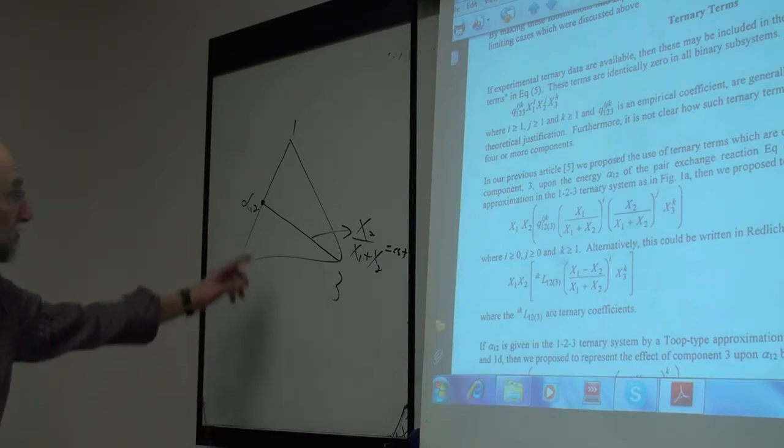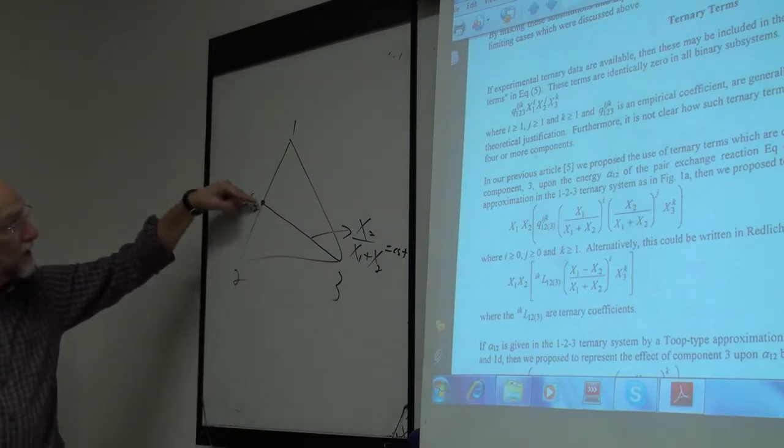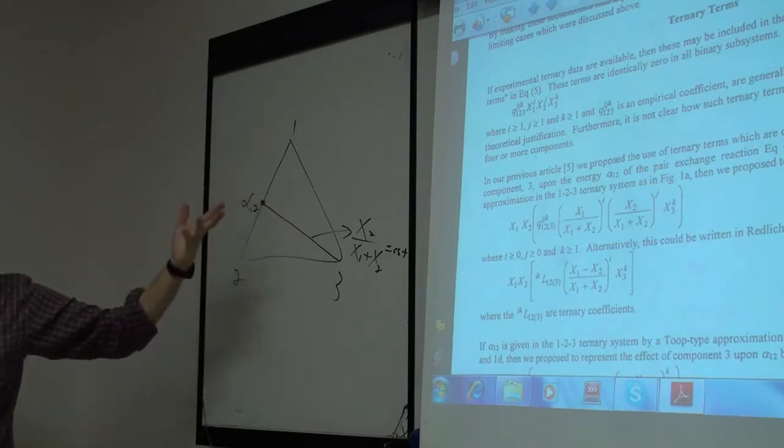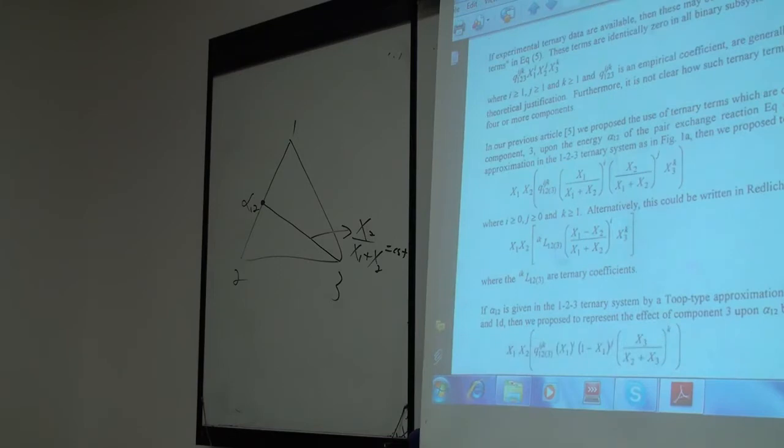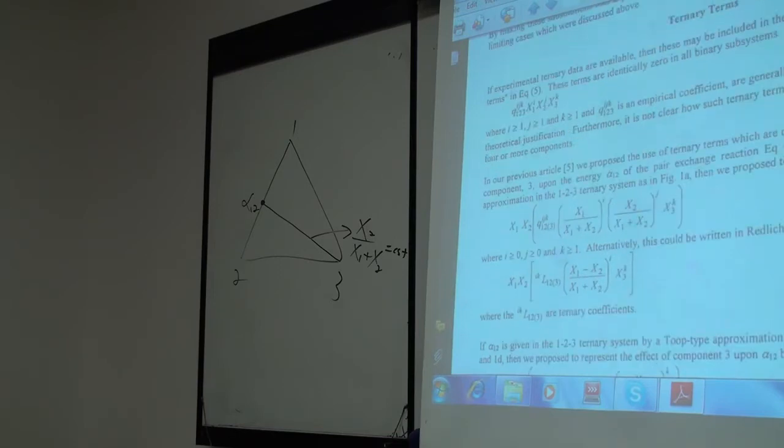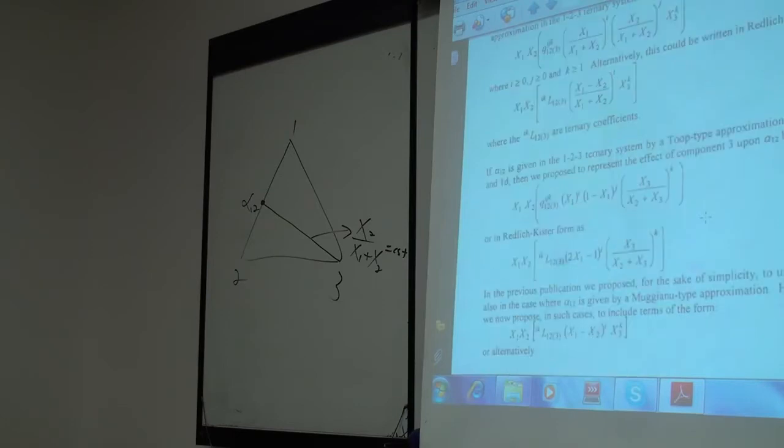And that seems reasonable. If you're using a Kohler type thing and you want to go along a line like this, well, then you're keeping the 1-2 ratio constant. It's the effect of 3. It seems to be the most logical way of doing it. So when you do a ternary term in FactSage, if you're adding a ternary term i, j, k, and you don't make any other special specification, this is what you get. If the 1-2 system is treated by Kohler, then that's what your ternary term automatically looks like.